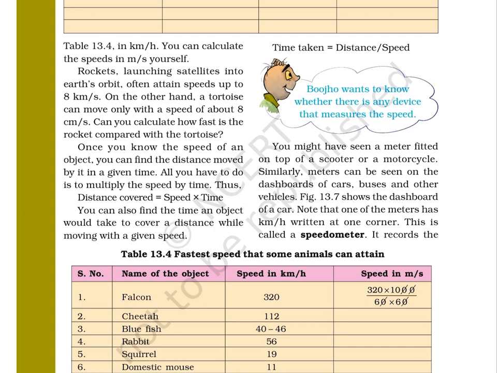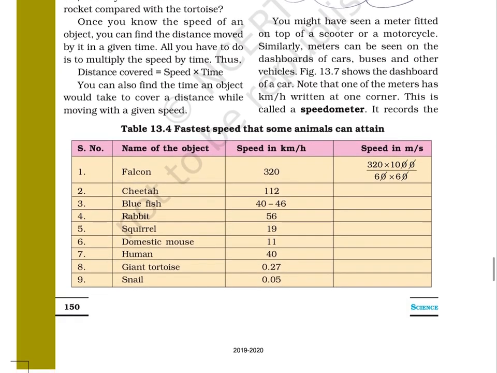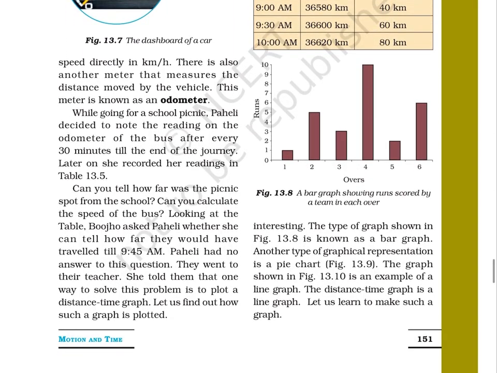In figure 13.7, you can observe the dashboard of a car. Note that one of the meters has kilometer per hour written at one corner. This is called a speedometer. It records the speed directly in kilometer per hour. There is also another meter that measures the distance moved by the vehicle. This meter is known as an odometer.